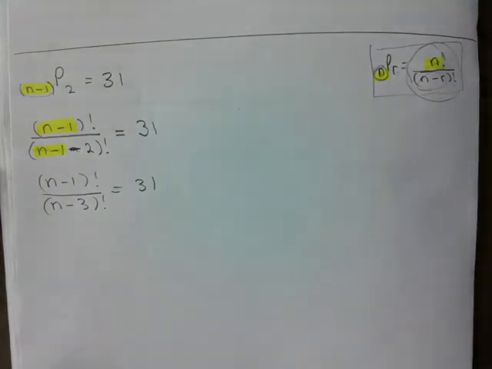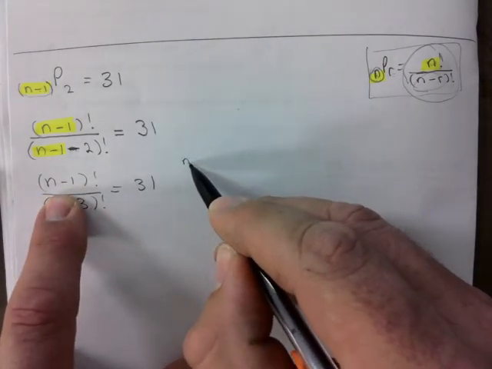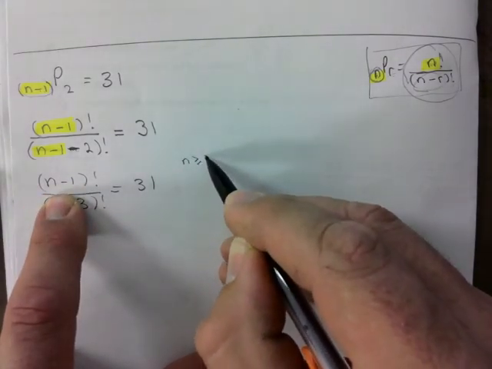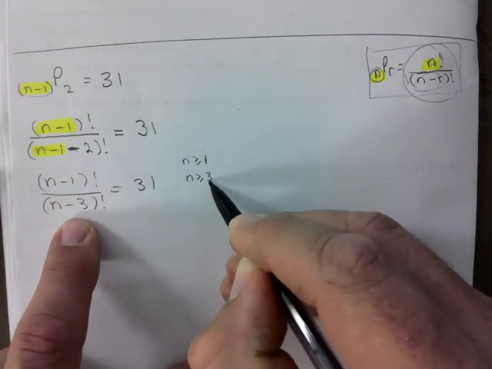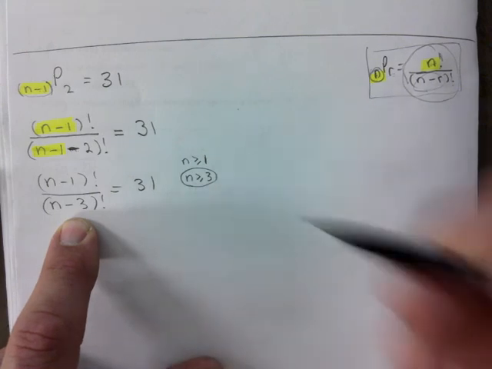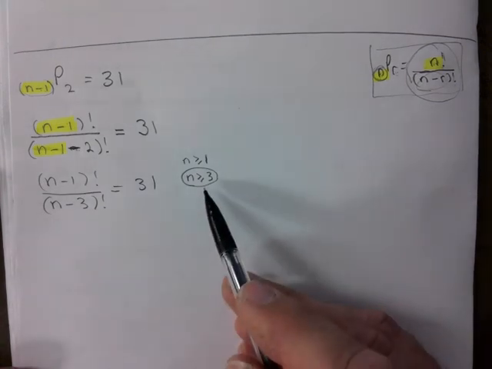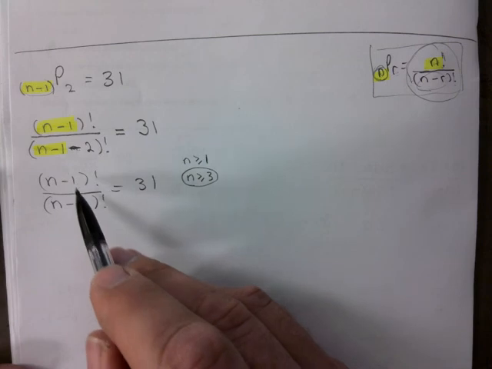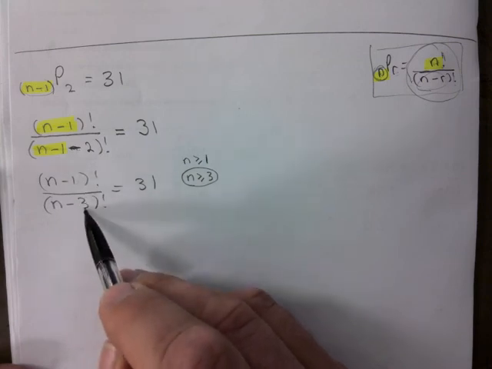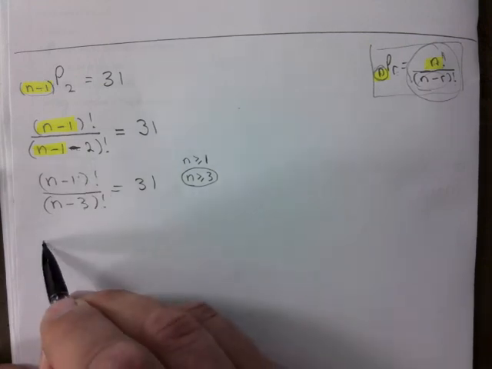Hold it, restrictions, right? At this point, you do restrictions. So n has to be greater than or equal to 1. N has to be greater than or equal to 3. This is the greater one. That's the overall restriction, the least that you need to abide by to make this work. Which one of these two is the bigger expression? The top, right? N minus 1. So we're going to expand that.